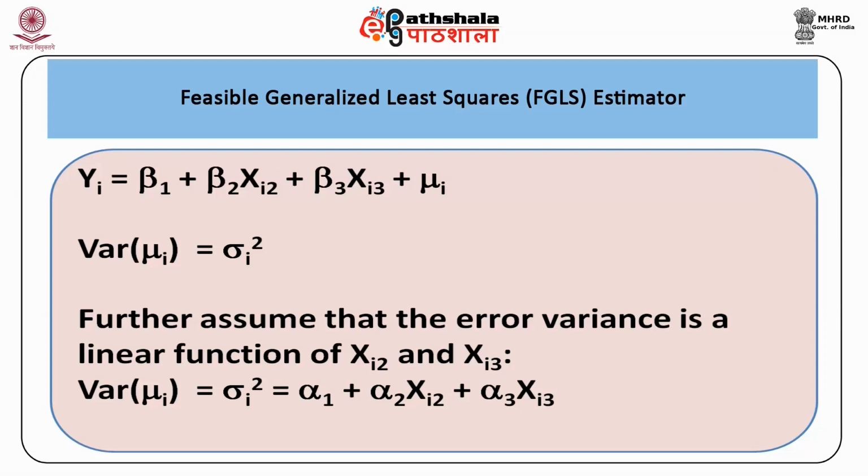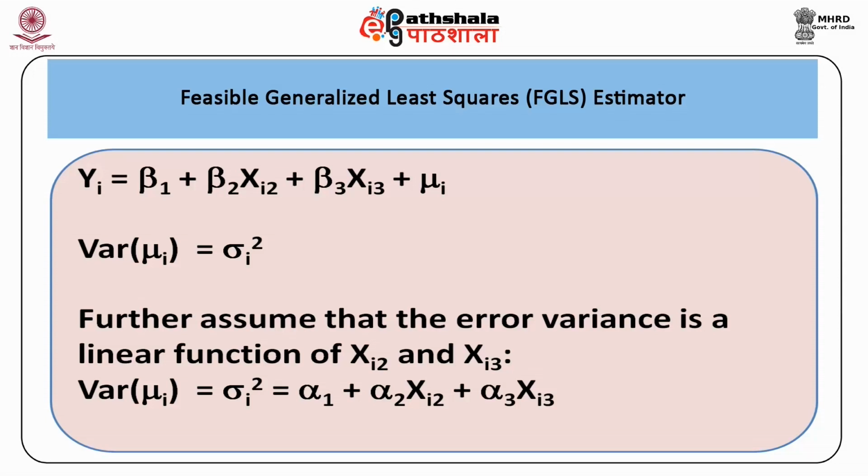In the last step, take the square root of the estimates of the error variance, sigma t hat, for each observation. Find the weight w i equal to 1 divided by sigma i hat for each observation. Multiply y i, x i2 and x i3 for each observation by this weight. Finally, regress w i y i on w i x i2 and w i x i3 using OLS.